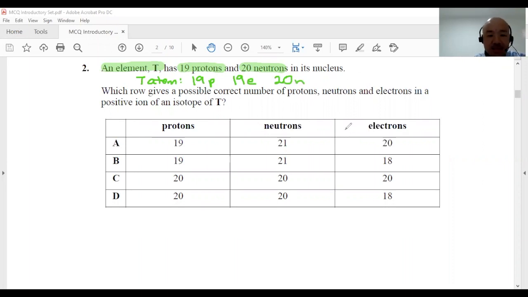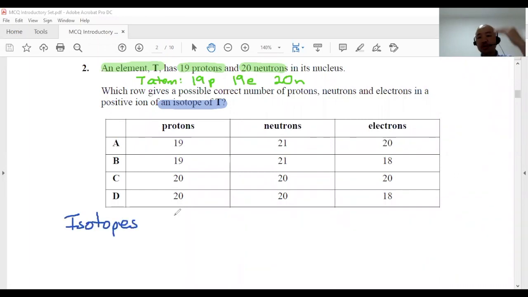Now, next they ask us to give the row that has the possible correct number of protons, neutrons, and electrons in a positive ion of an isotope of T. So there are two things here you need to be very careful. Number one is an isotope of T. So you need to first understand your definition of an isotope, right? Which I'm going to write here as a recap for you.